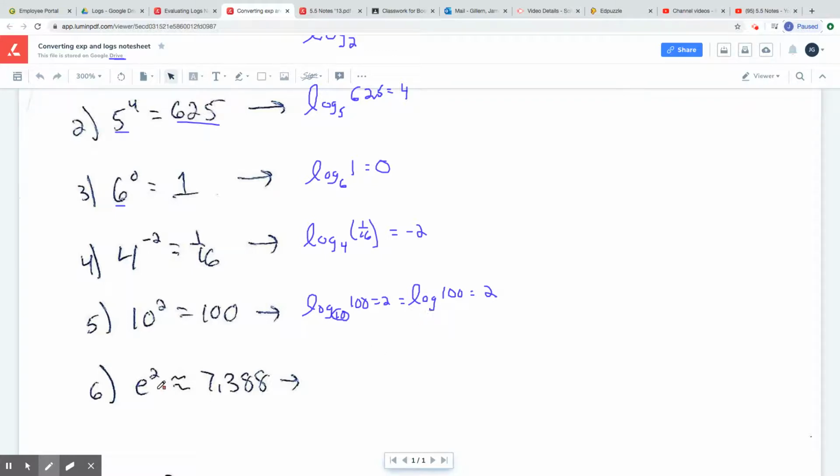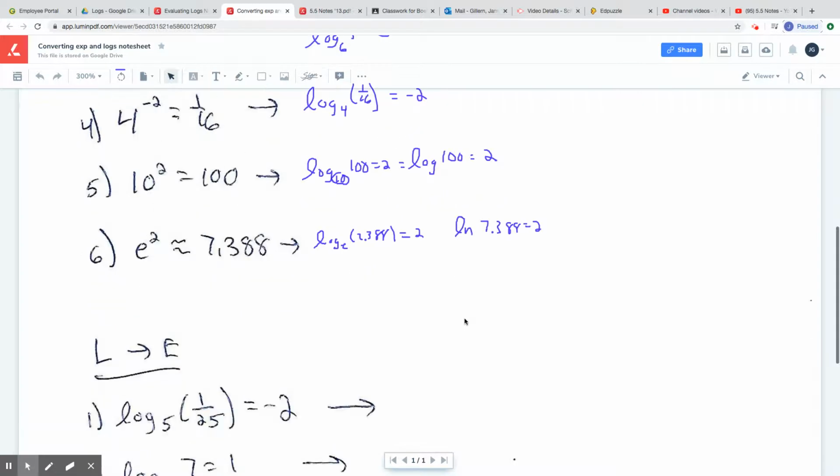If you have log base e of 7.388 equals 2, the other way of writing that, we don't really write log base e. That's what we call the natural log. So that's the natural log of 7.388 equals 2. So that's how you convert from exponential to log.